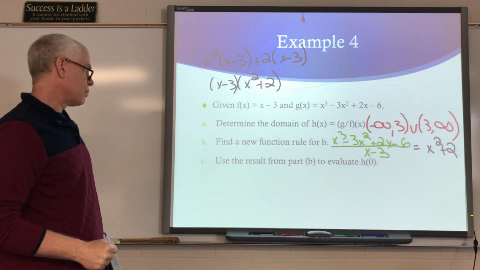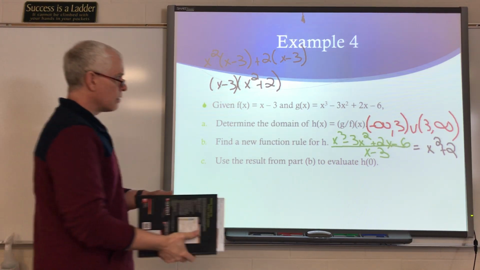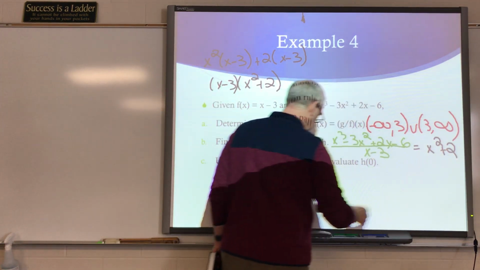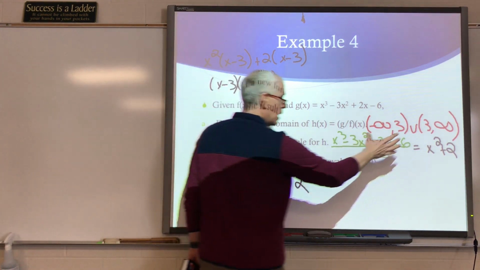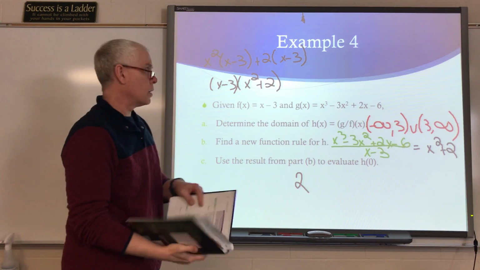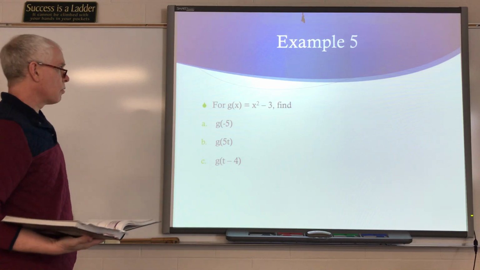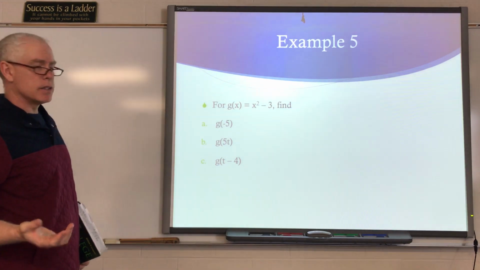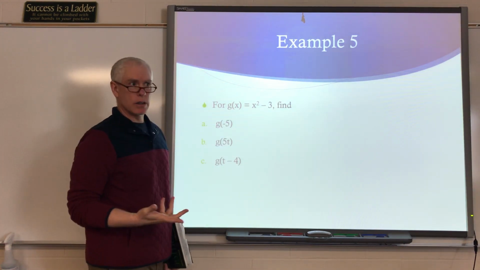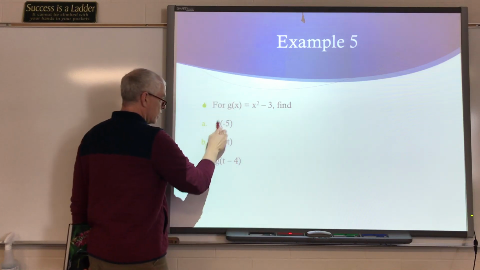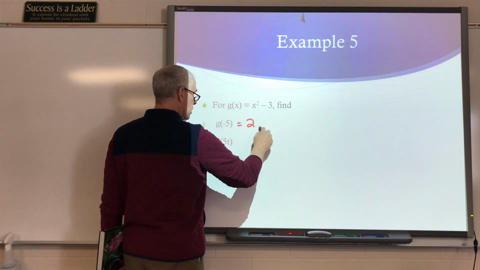Use the result from part B to evaluate h of 0. Pretty straightforward here, because if I put a 0 in, 0 squared plus 2 is just 2. And as long as it's in the domain, which it is, the only number that wouldn't work is 3, we're okay. All right, these ones are pretty straightforward, you guys. You could evaluate these in your calculator, maybe -5 store x, and then just type in x squared minus 3, and the calculator is going to evaluate that. All we're asking you to do is put a -5 in for x. So -5 squared is 25 minus 3 is 22.